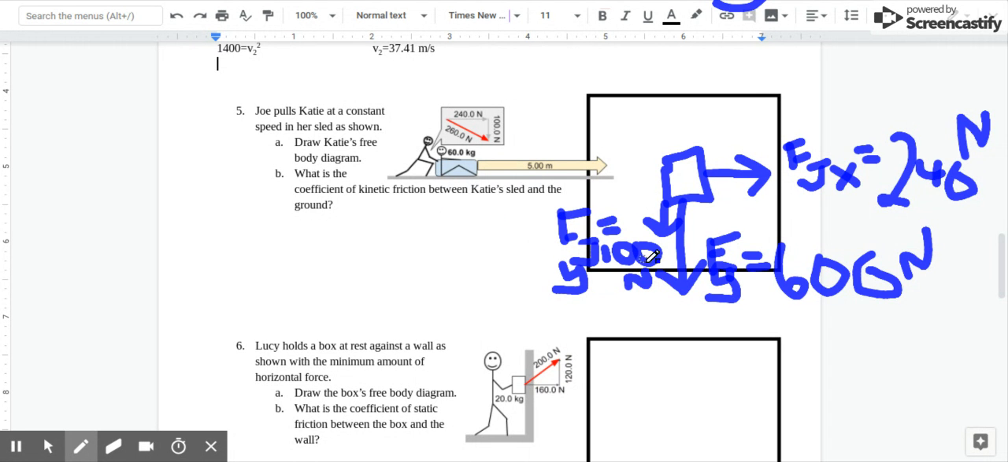So next we're going to do normal force. Normal force has to balance out going up. And we've got 100 plus 600. So this is 700. That's my normal force.